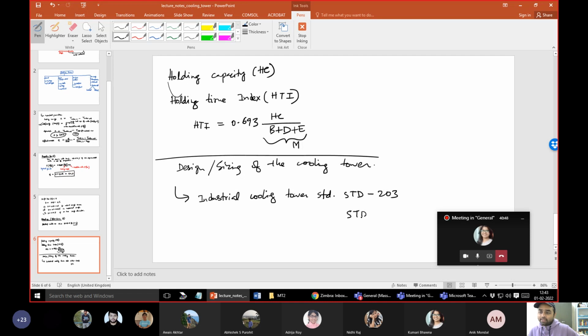There is another code, STD 202, which is followed for testing, right? These codes tell you the things that you have to follow while designing, and the protocols that you have to follow during testing. These are the benchmark guidelines that are provided, and you have to follow them. So in our case, the process design will be based on STD 203.